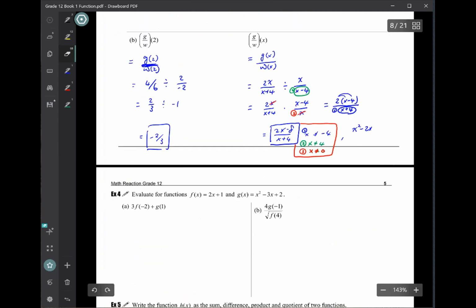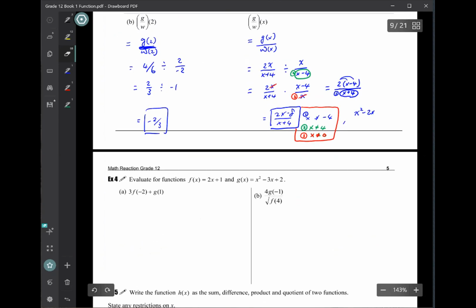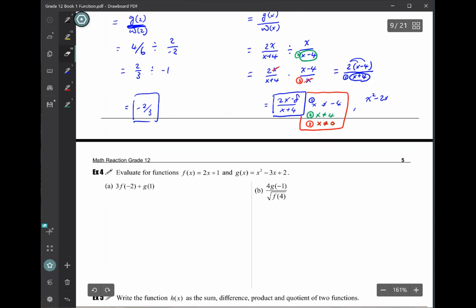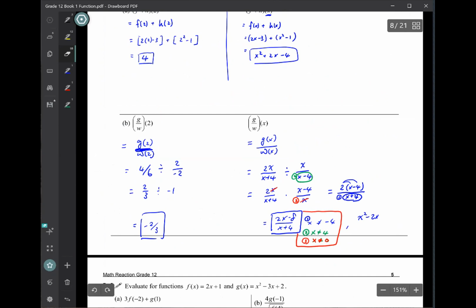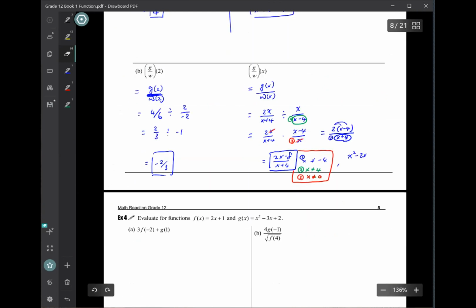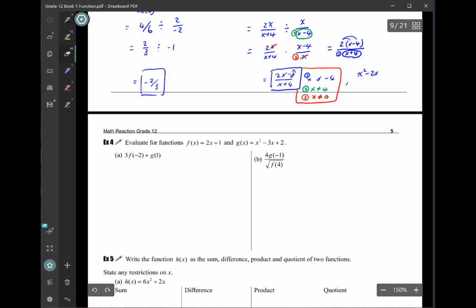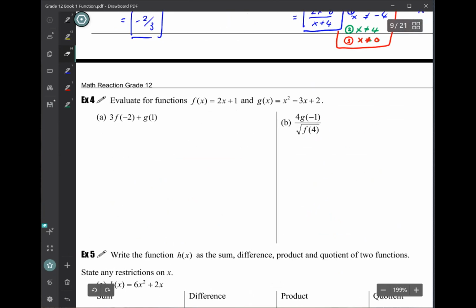Okay, so the last thing, we are just gonna do one more question, number 4, which is not very difficult. It's kind of like the first part of this question, right? Subbing in values. So here we have 2 functions. One is f, one is the g.